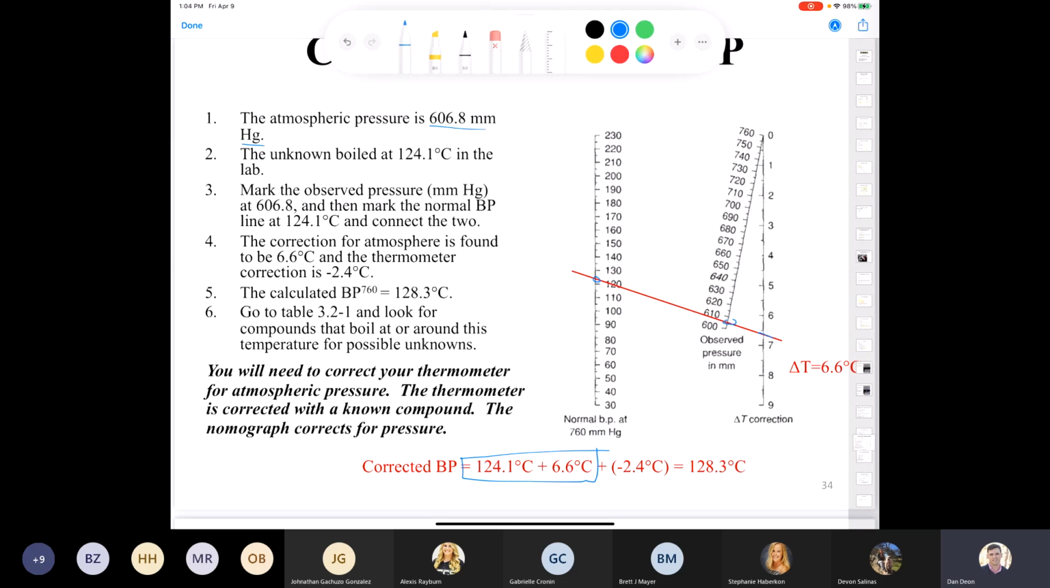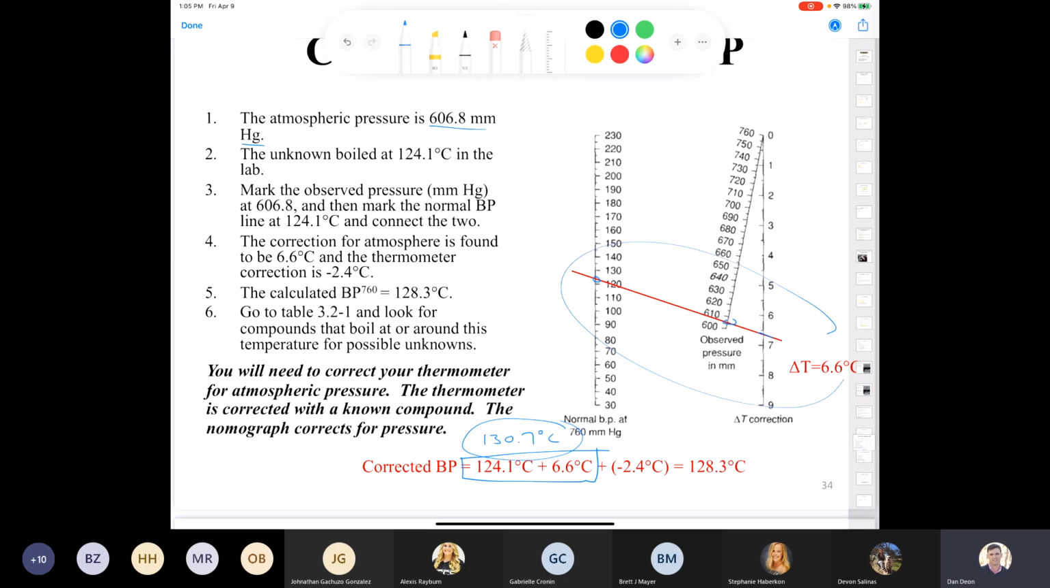Now I added that up. What does it give you? 124.1 plus 6.6 would give you 130.7 degrees Celsius. If you were to walk over to the list of unknowns and compare this, for example, to the list of unknowns, it would be incorrect, right?